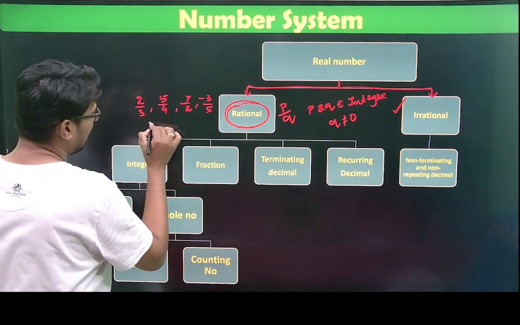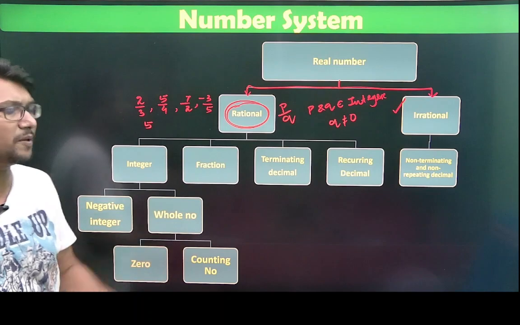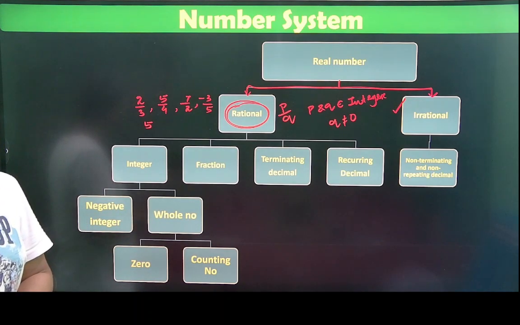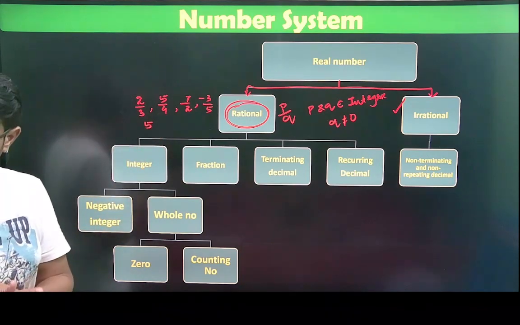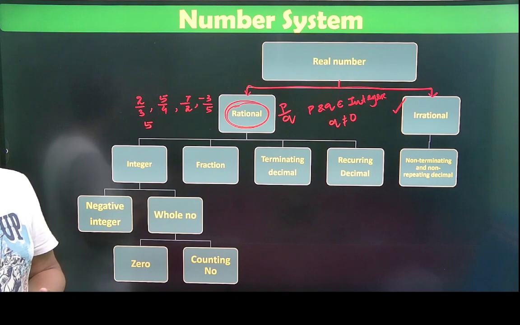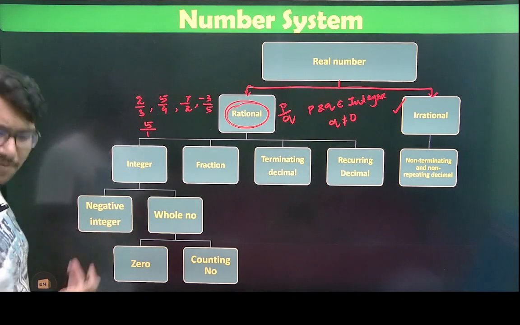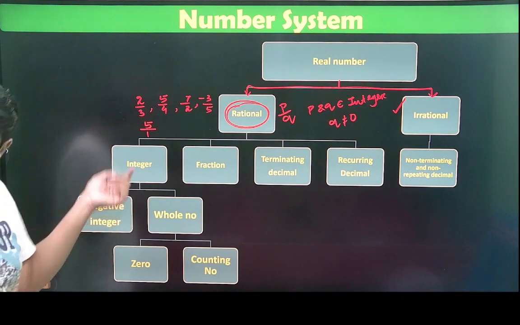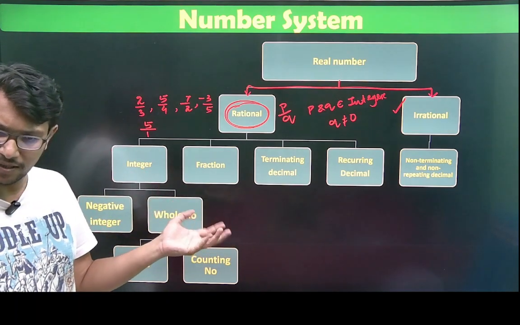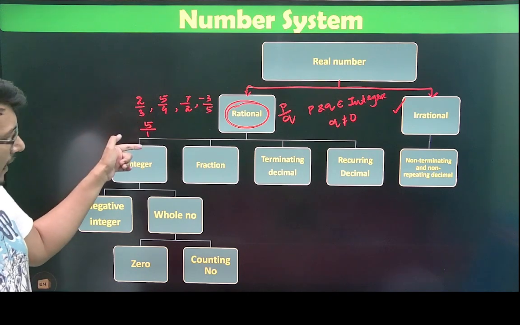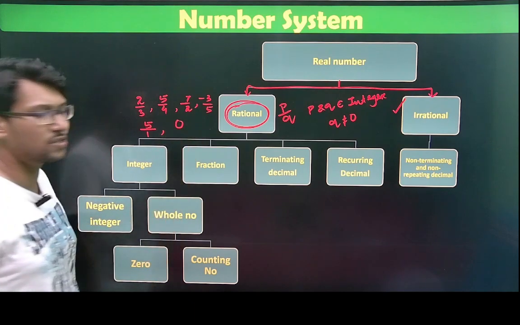If I'm writing 5, is this a rational number? How? It is not written in P by Q form. How can you say? Here the Q is not there, only 5 I have written. Is it a rational number? How? Very good. We can write 5 as 5 by 1. So here P is 5, Q is 1. But the value of 5 by 1 is how much? 5. Yes or no? Where P and Q are integers. Right or not? Is 0 a rational number?